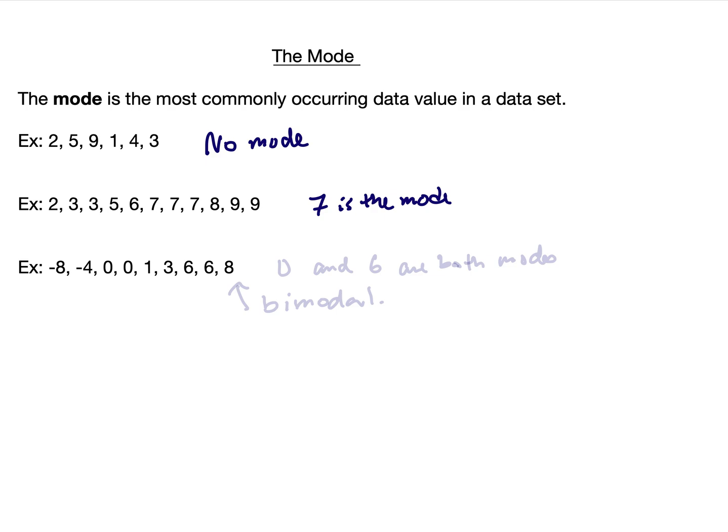And in our last example, 0 is repeated twice, 6 is repeated twice, so 0 and 6 are both modes. We would call this a bimodal distribution. So bimodal has 2 modes. We could also have a trimodal distribution if there are 3 modes, but we don't really go beyond that with quadrimodal or anything like that.